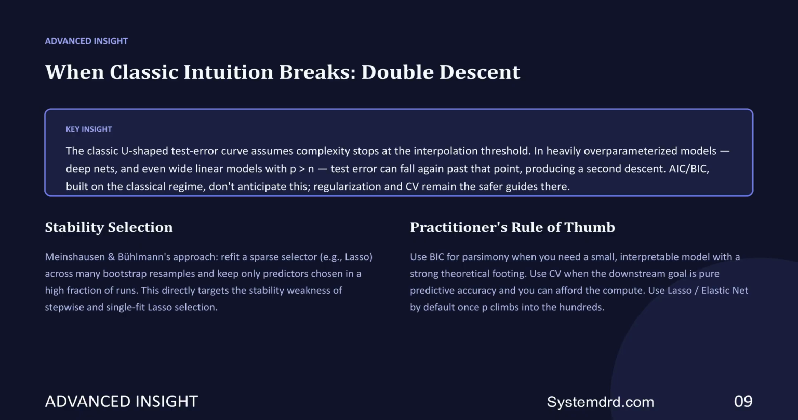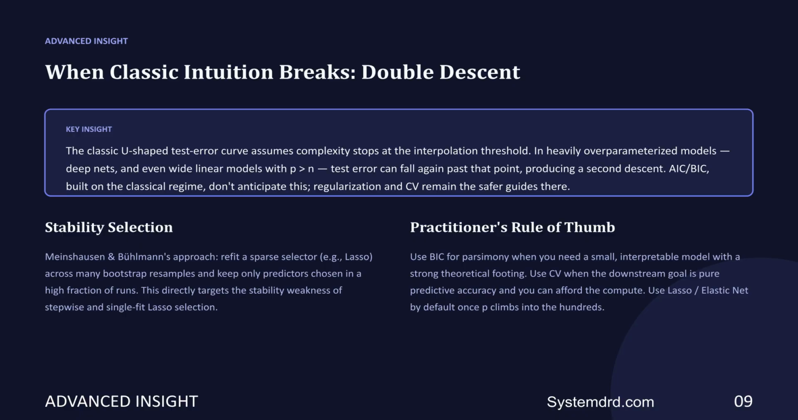That's called double descent. The curve goes down, up, and then down a second time. This matters practically because AIC and BIC were built for the classical regime, and they simply don't anticipate a second descent. If you're working with heavily over-parameterized models, regularization and cross-validation remain the safer, more empirically grounded guides.